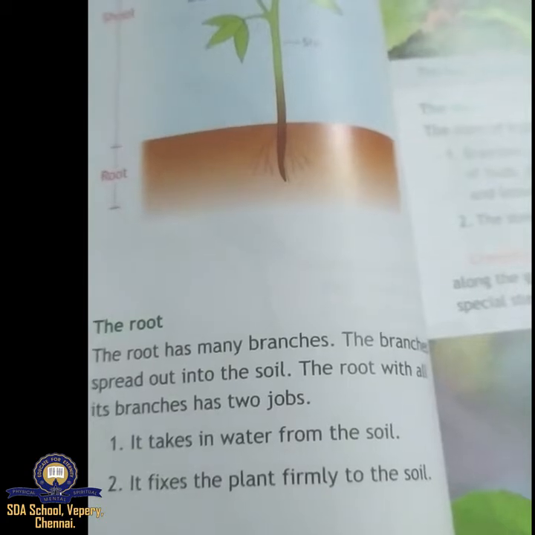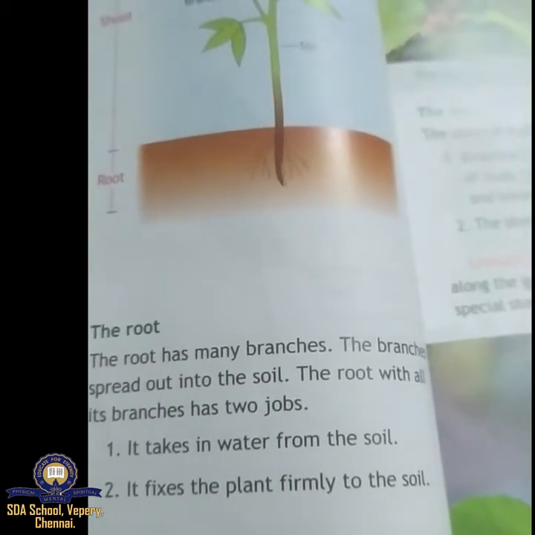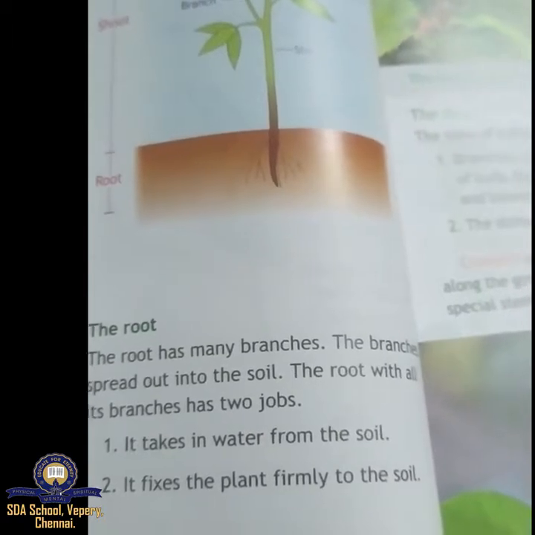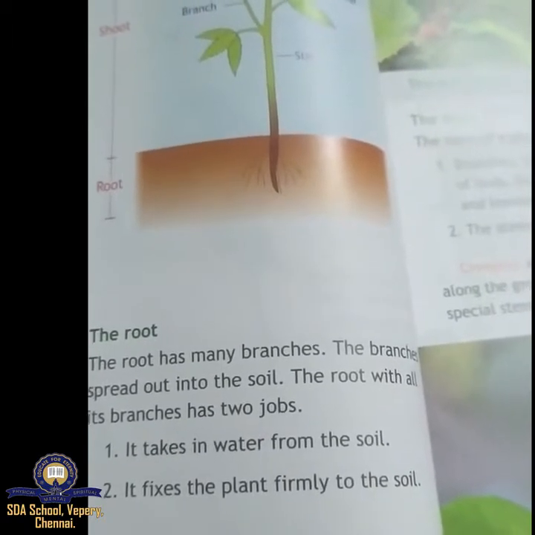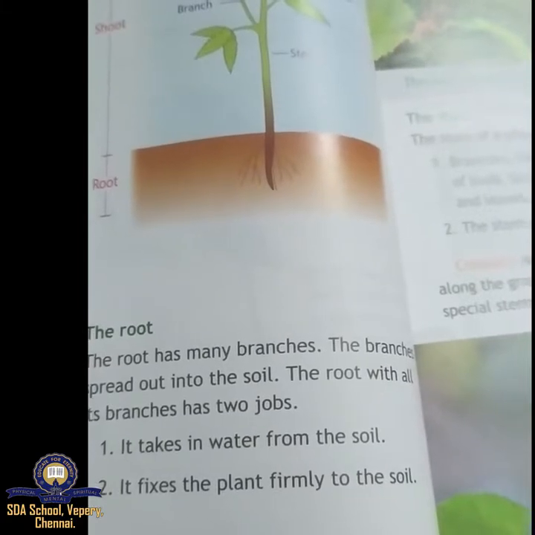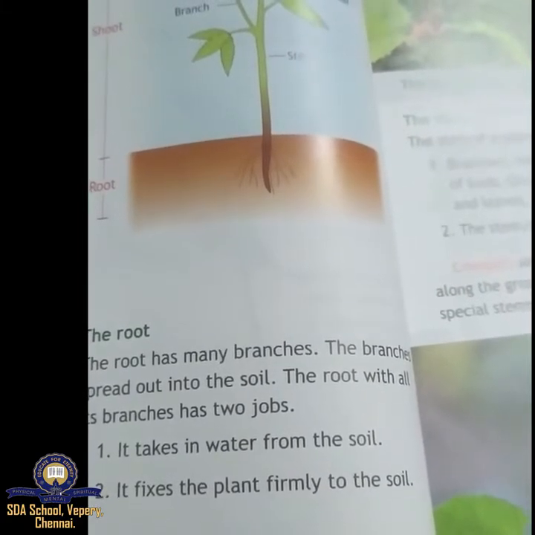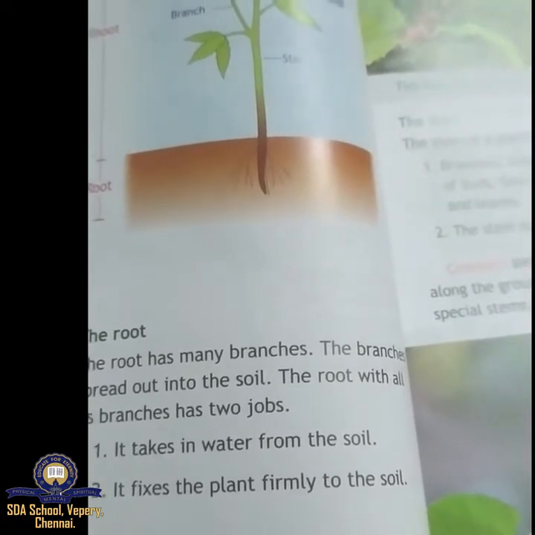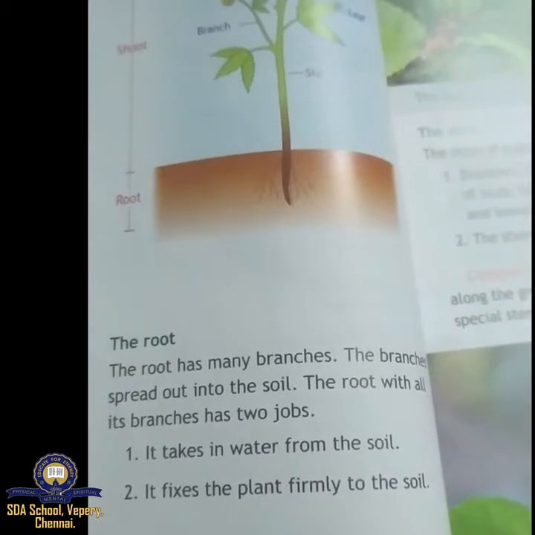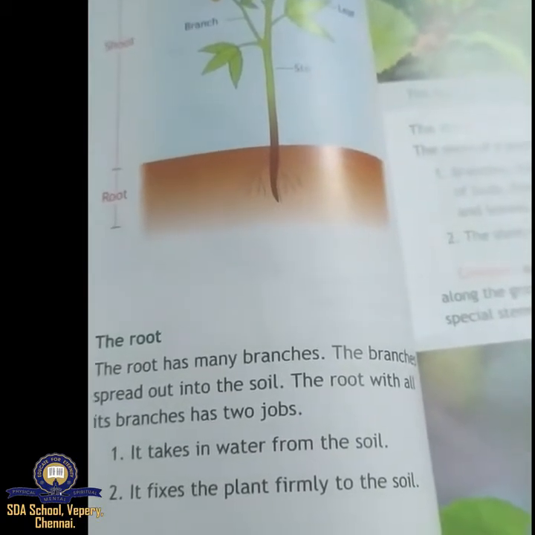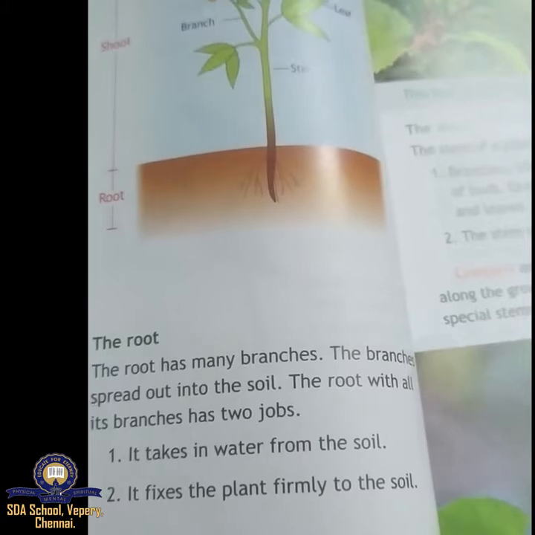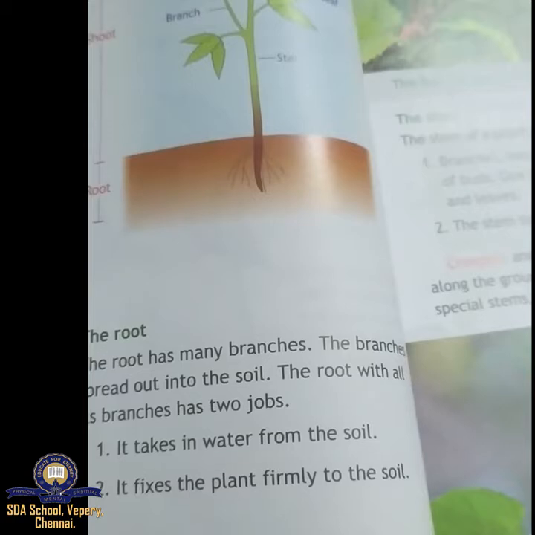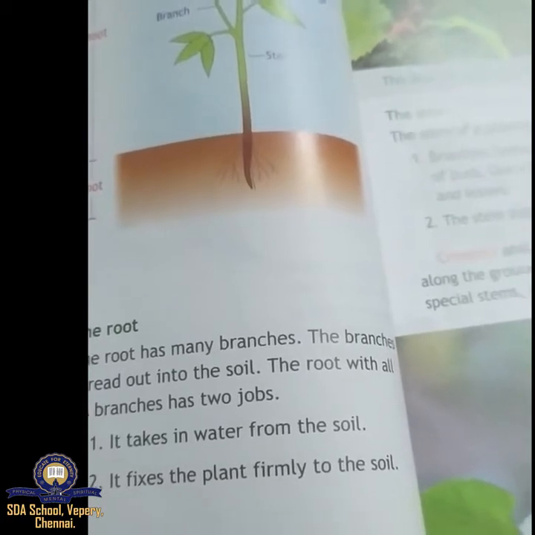The root takes in water. It absorbs the water from the soil. And the root helps to fix the plant firmly to the soil. You can otherwise say it is the backbone of the plant. First we have seen the root. Root has many branches, fibrous roots and thin roots are there, and these branches are spread out into the soil.